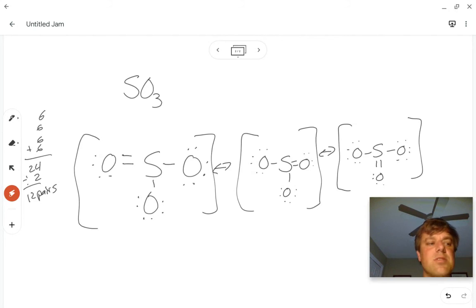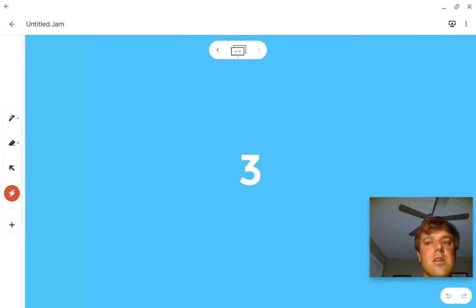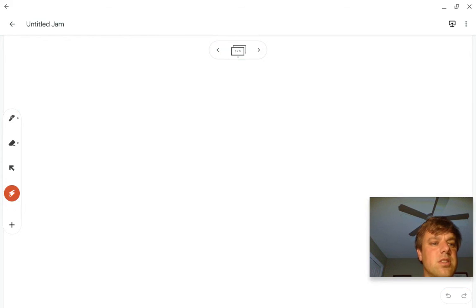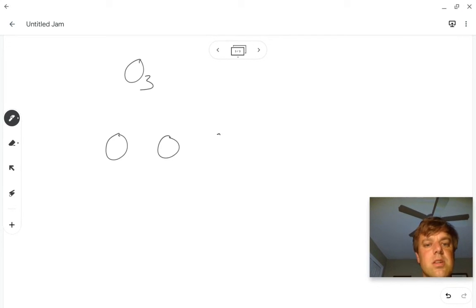We're going to look at just one more example of this. This is a molecule I like to talk about. It's the O3 molecule, which is ozone. And we've got 3 oxygens, each with 6 electrons. Add them up, it's 18 electrons, or 9 pairs. So we go 1, 2, 3, 4, 5, 6, 7, 8, 9.